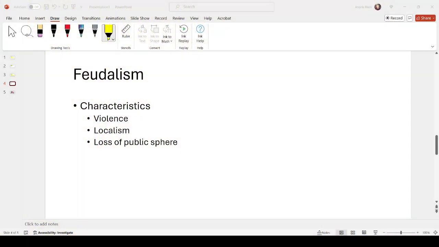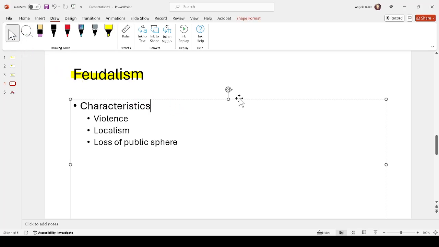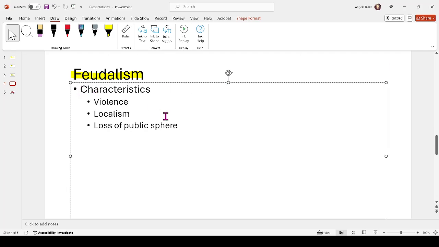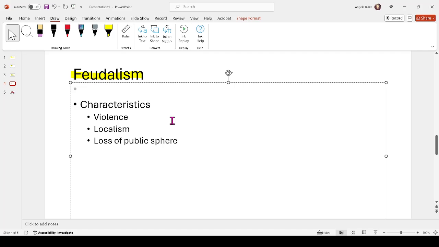Okay, let me give you the skinny on feudalism. Feudalism is a way of organizing society based on the exchange of promises.